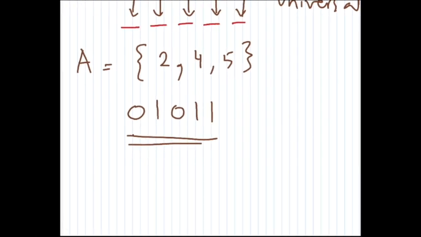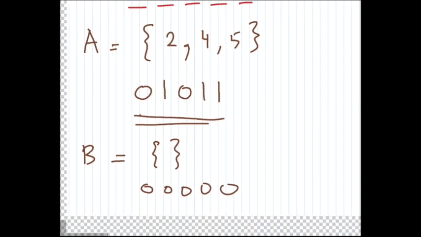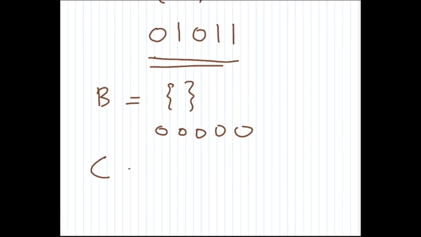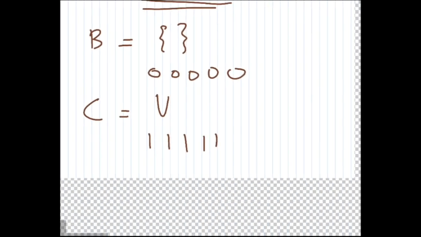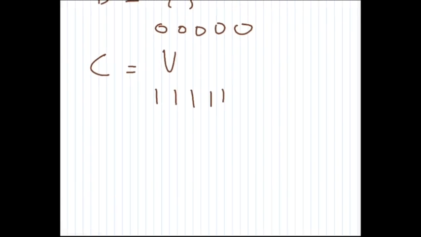Similarly, let's say we have an empty set here, so this corresponds to 0 0 0 0 0 because it has none of the elements in U. And similarly, if we have C is equal to U itself, then it is represented by 1 1 1 1 1.